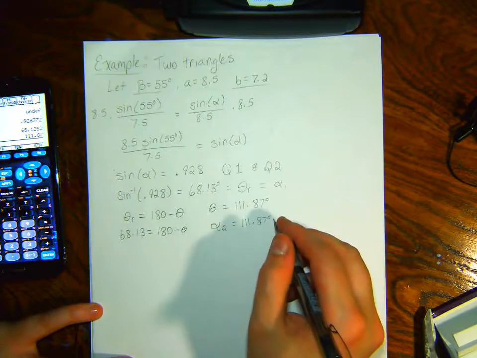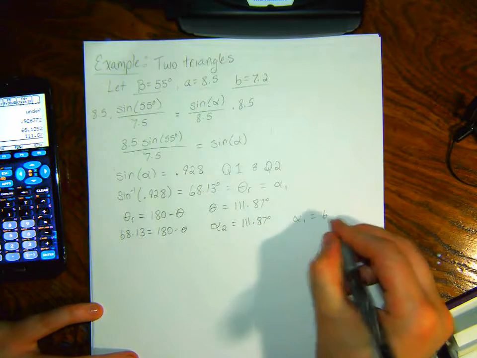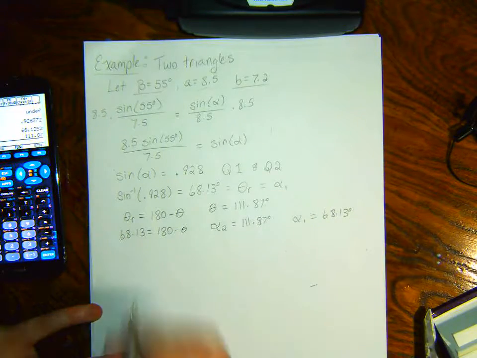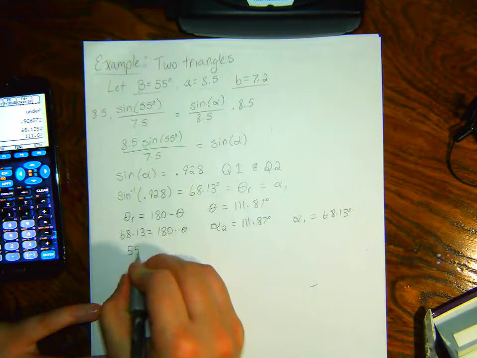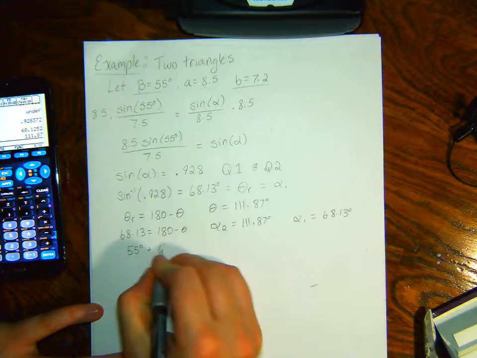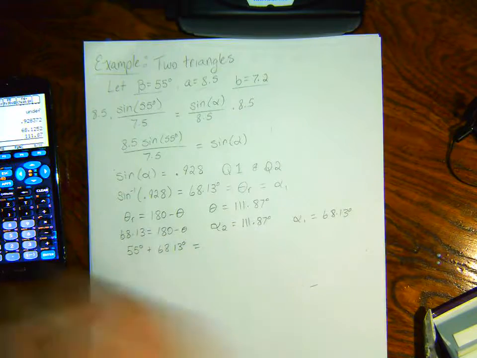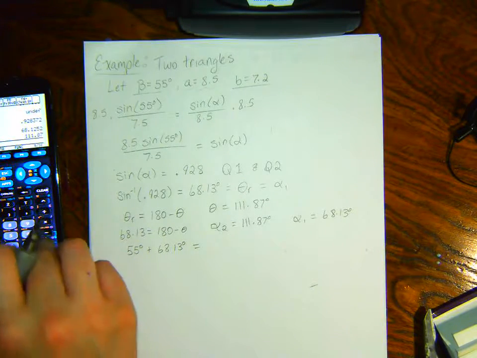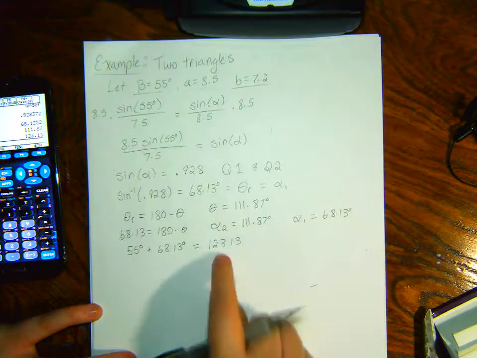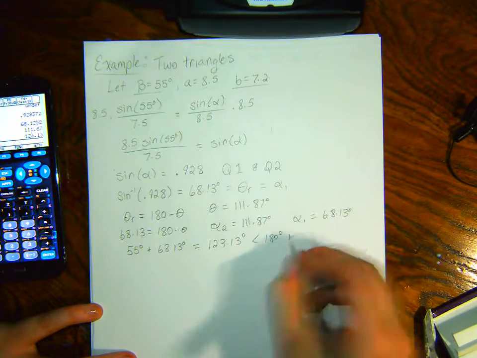Now we need to check and see if either of these angles violate the fact that a triangle has to have 180 degrees. So we need to make sure that 55 degrees, our original degree that we were given, plus 68.13 degrees is less than 180 degrees. If you enter that into your calculator, that indeed is less than 180. That means we have enough degrees to play with for the third angle, so we are good.